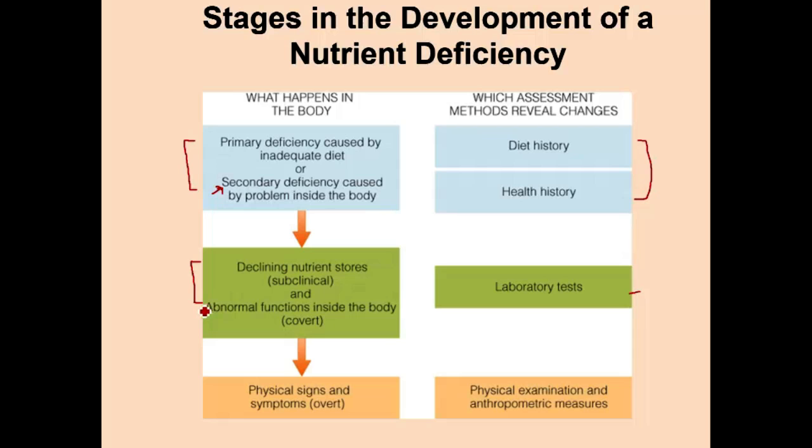The laboratory tests are going to show declining nutrient stores. So you'd see this over time. You'd also see if there are any abnormal functions happening in the body. Let's say that over time, the levels of a specific enzyme start to change, and that enzyme is necessary for the breakdown of certain nutrients. You cannot see that, but it will show up in blood work.